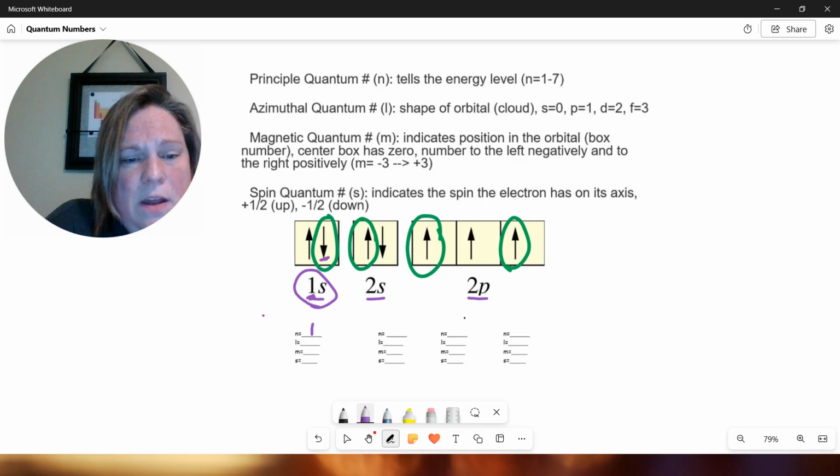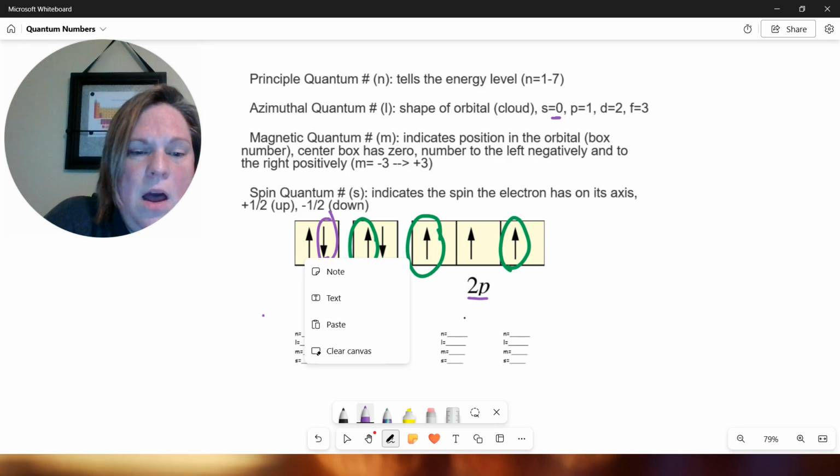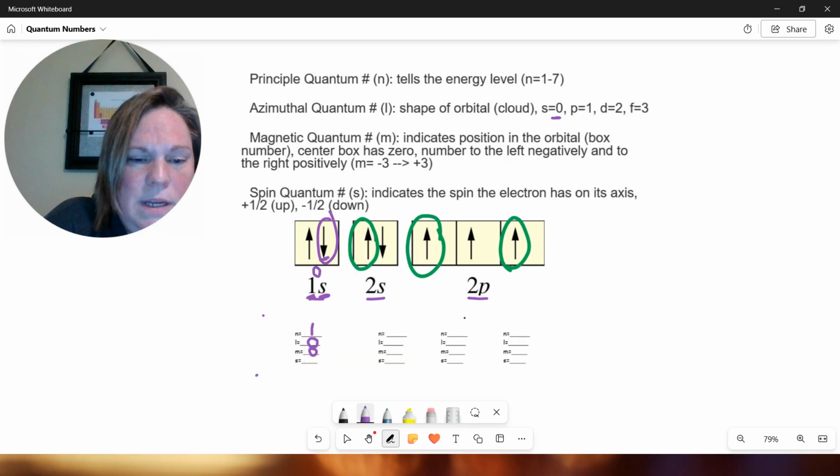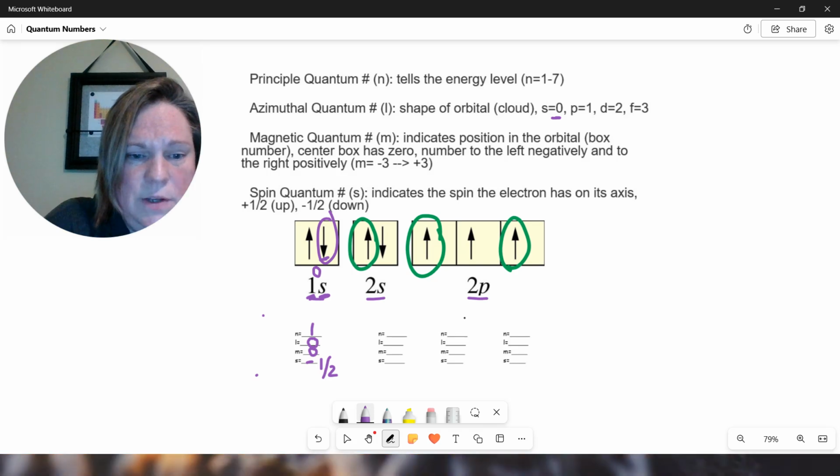Now, this electron is found in the S cloud. The S cloud has a 0 symbol, so I'm going to say 0. So I'm in the first energy level, S cloud. Now, when we number the boxes, we are going to give the center box the 0, and then I am going to number out. But there's only one box here, and so this is a 0 box, so I'm going to say 0. The arrow is pointing down, so it's going to be -1/2. Okay, so the quantum numbers for this first circled electron is 1, 0, 0, -1/2.